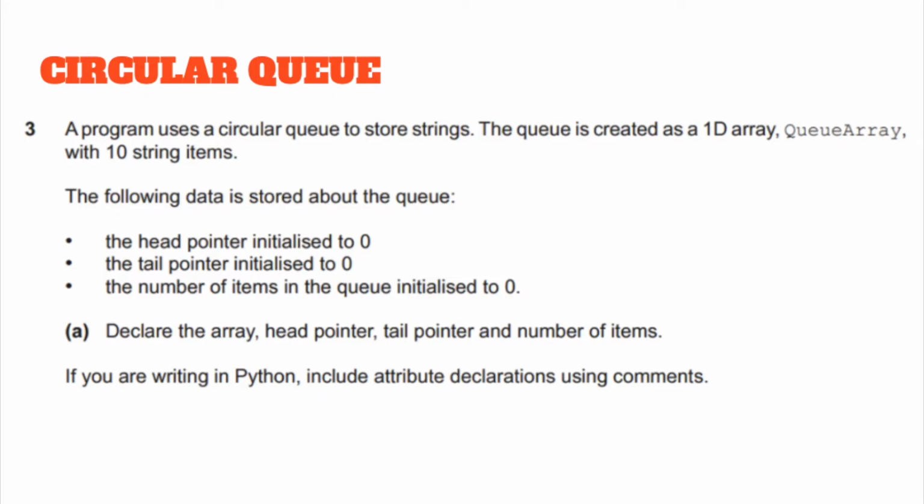0. Declare the array, head pointer, tail pointer, and the number of items, and if you're writing in Python, include attribute declarations using comments. This is pretty straightforward. It's the first part before the functions, so you should be able to do this. Pause the video, have a go. It's not a practice question. If you're not sure, check the solution next.